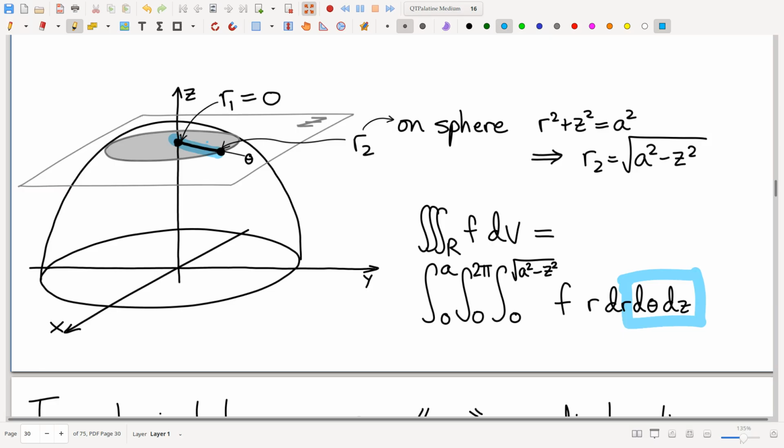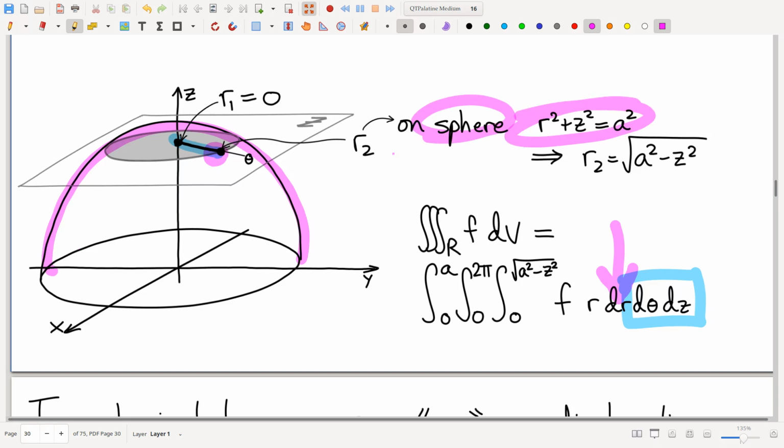And now we look at r. And what can I say about r? We start where it's obviously 0. Freebies, I love it. We end at a point like that, which is on our sphere, which still has this equation.